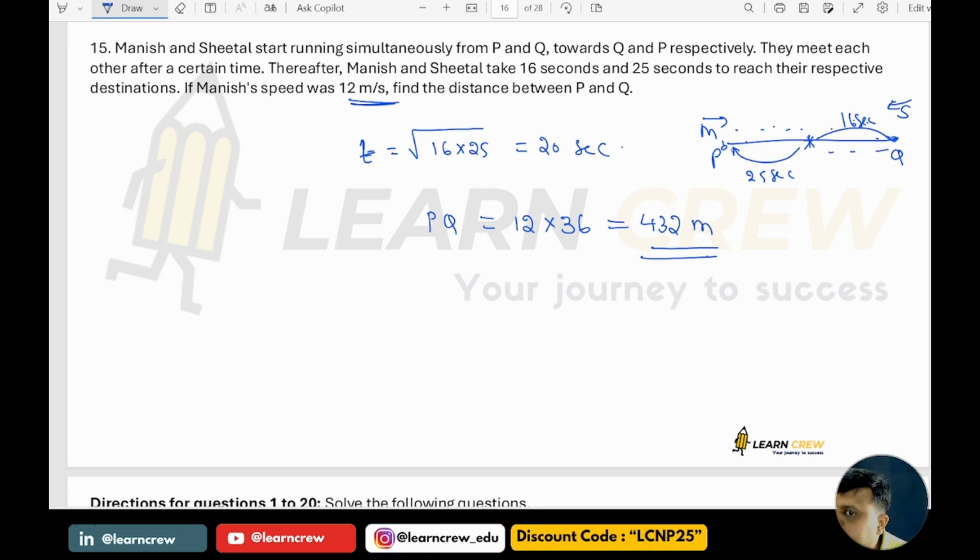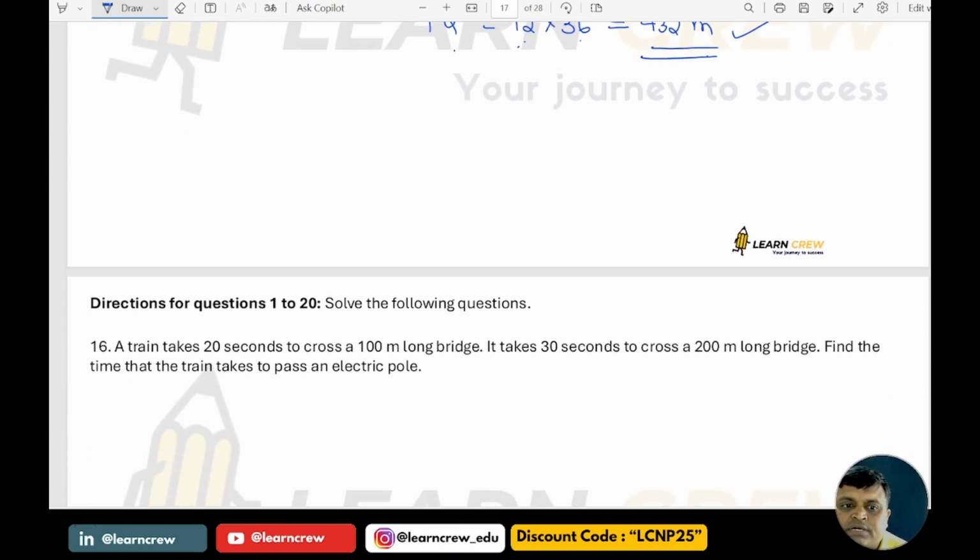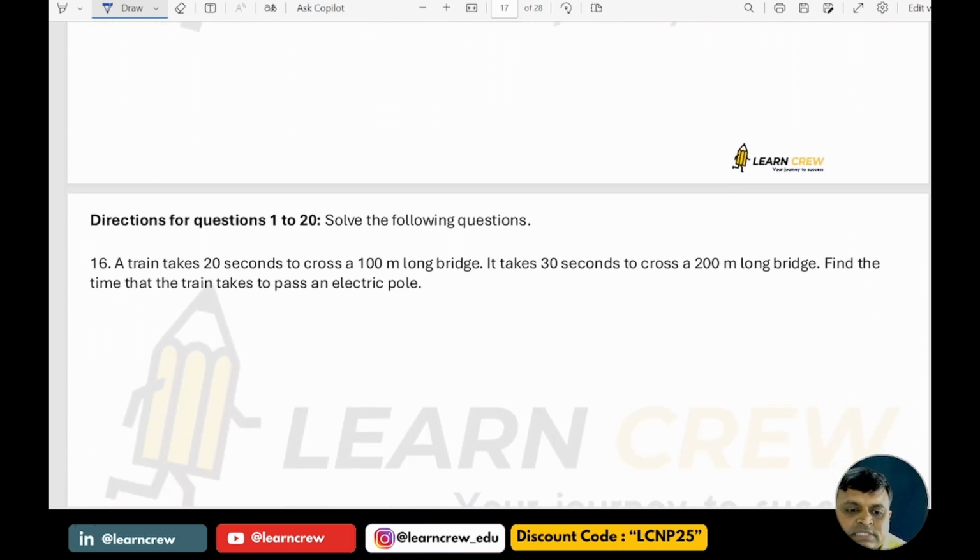It will take for Manish to travel the entire distance PQ. Thereby PQ is equal to Manish's speed, which is 12, and the total time taken is 20 plus 16, 36. 36 into 12 is 432. So the answer is 432. Next question number 17. 16 or 17?